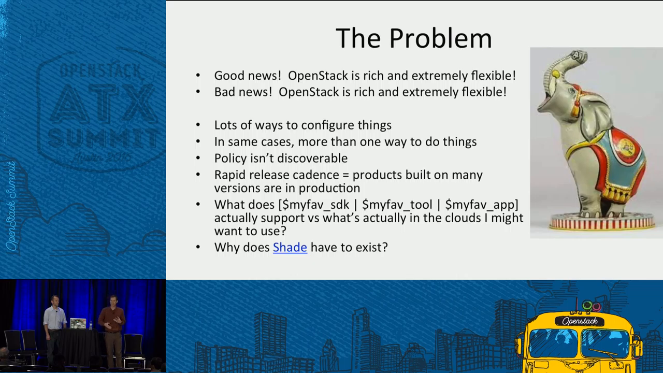The bad news is that OpenStack is extremely rich and flexible, right? That it becomes possible to stand up different OpenStack clouds, and they may not necessarily work with one another. An example would be if you're running OpenStack backed by KVM versus OpenStack backed by Xen. They behave differently, and they run different types of images, and there are some things you get with some and some things that you get with the other.